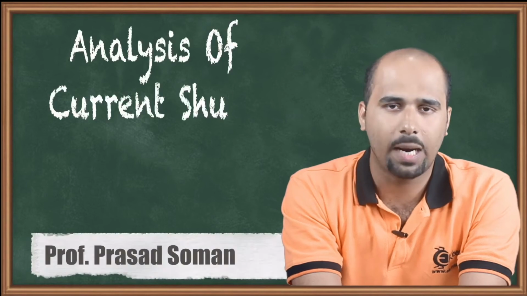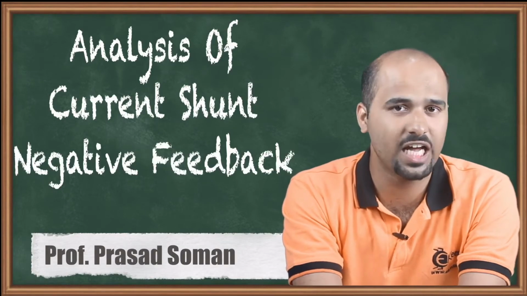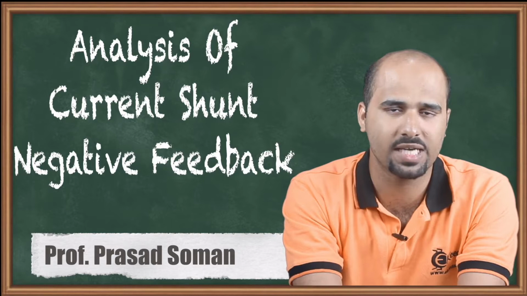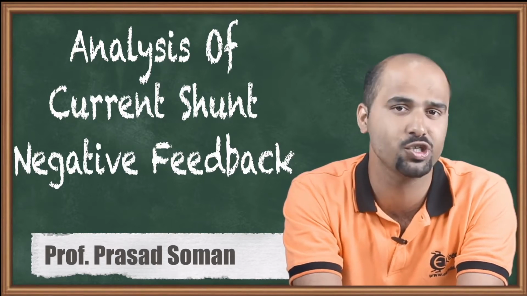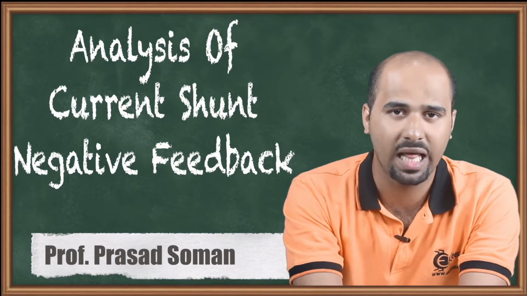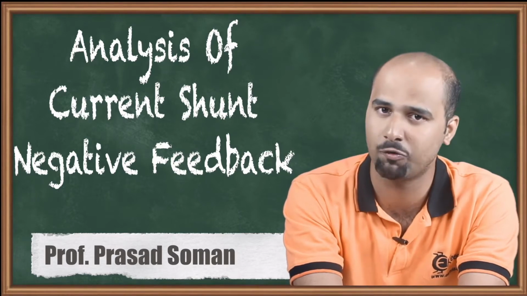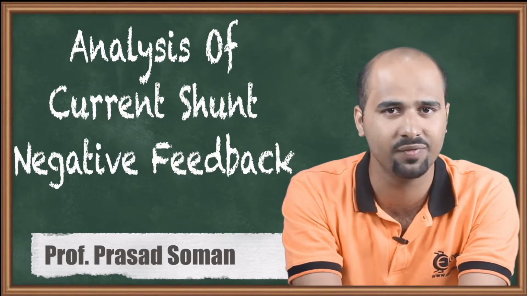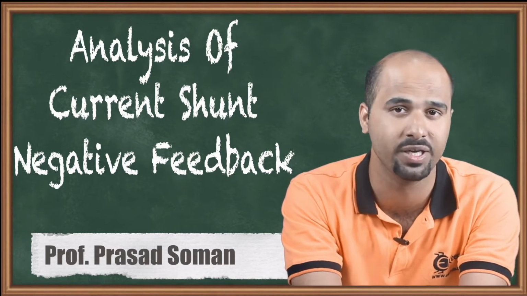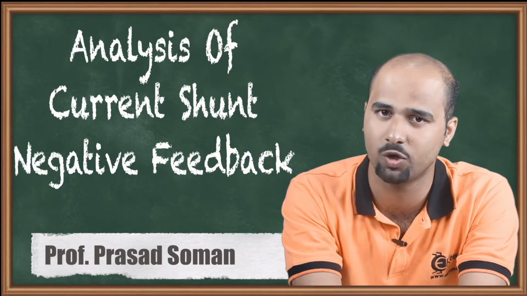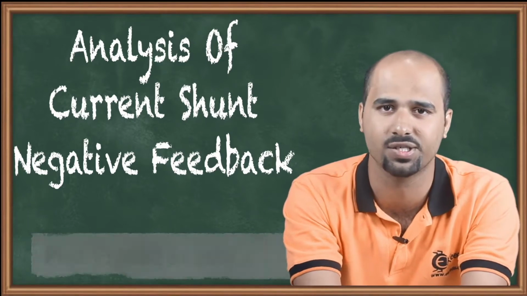Hello guys, up till now we have studied the three types of negative feedback topologies analysis, and now we are ending up with the last analysis of negative feedback topology, and that is nothing but current shunt negative feedback topology. Here we have to discuss what will be the gain, input impedance and output impedance with feedback and without feedback. Let's start with this analysis.